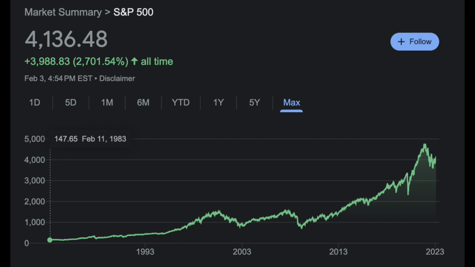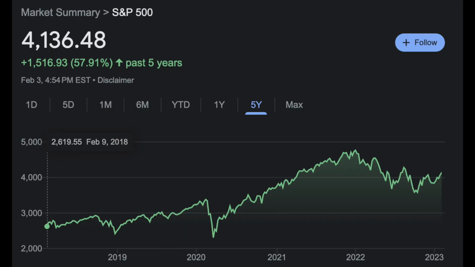And moving to the next graph, this is over the last 5 years. Back on February 9th of 2018, the S&P 500 was at $2,619, and now as of February 3rd, 2023, it is up to $4,137. So this is a 57.9% return over the last 5 years. Now, where do these graphs come in with dollar cost averaging, and what exactly is dollar cost averaging?